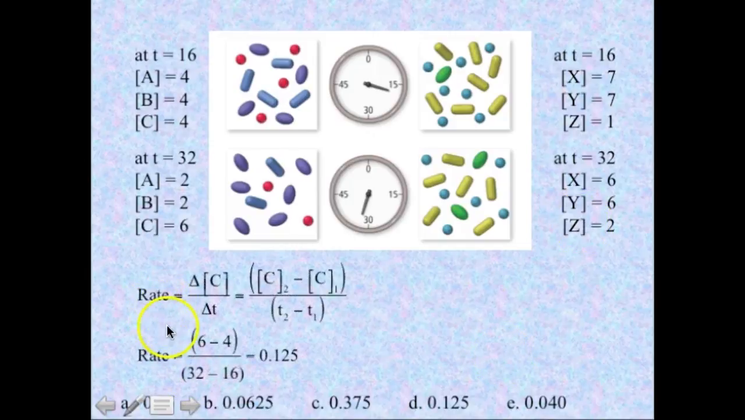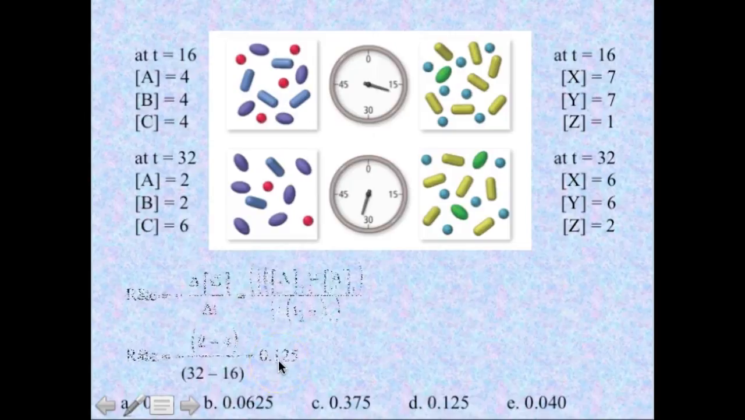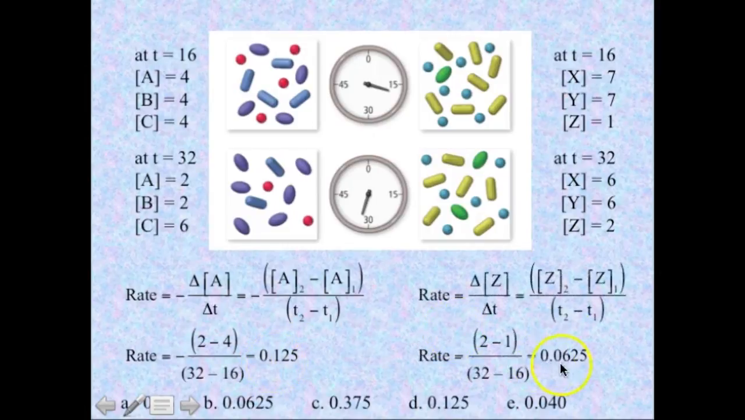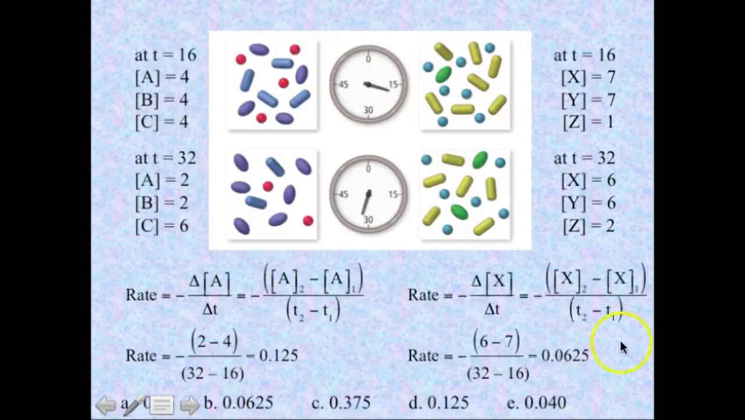For the first one, if you're focusing on the product formation, 6 minus 4 divided by 32 minus 16, you should have gotten 0.125. Or you can do it from the reagent side, and that would be 2 minus 4 in the numerator and 32 minus 16 in the denominator, again, 0.125. Over on the slower reaction, you should have gotten 0.0625, calculating either on the basis of the product or of the reagent X.